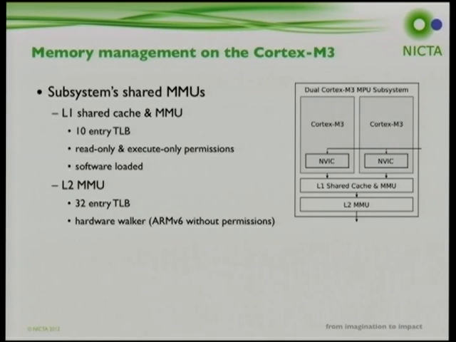Also, these MMUs are both shared between both Cortex M3s, which means that we can't run a separate user space application on each of them, because that would require two different address spaces, which we can't do. So it might be possible to run two threads from the same user space application on these cores, but to start with, we're just stuck with using one M3 core.